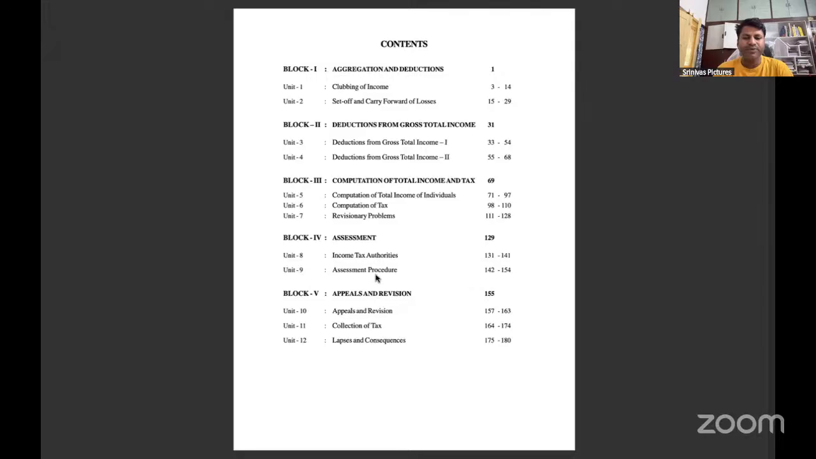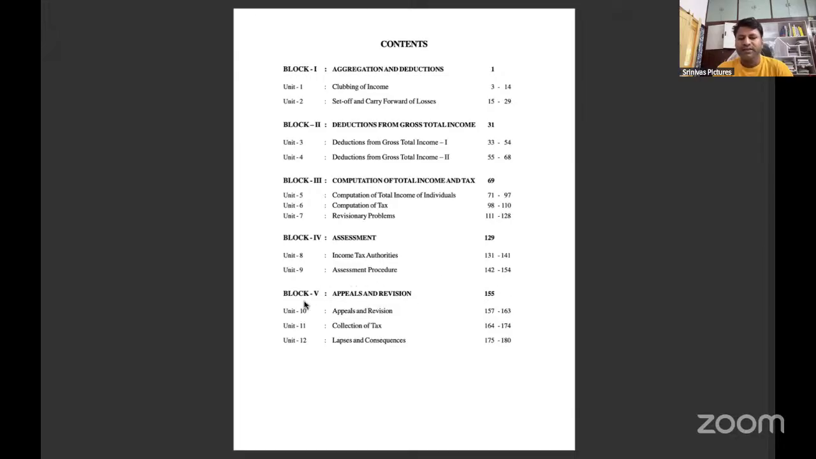Next one is the assessment procedure. At what time we have to submit, what is the last date for the submission of income tax. ITR 1 talks about what, ITR 2 talks about what, ITR 3 talks about what. Here that entire procedure we are going to discuss.